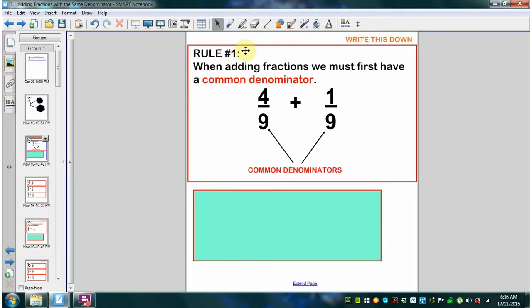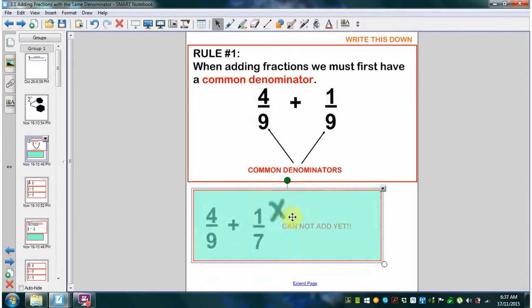Okay, so rule number 1. When adding fractions, we must first have a common denominator. Okay, so denominator again is the number on the bottom. If we look here, we have a common denominator of 9 and 9. So these fractions are ready to be added. Okay, and we're going to add them in a second. First, I just want you to make this note.